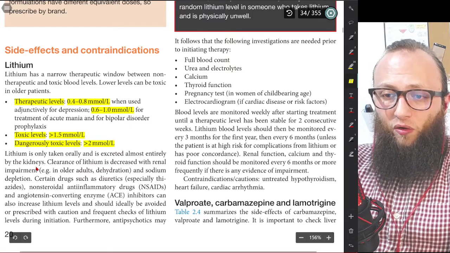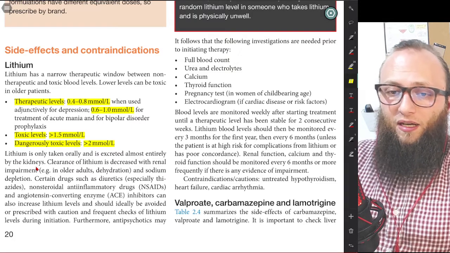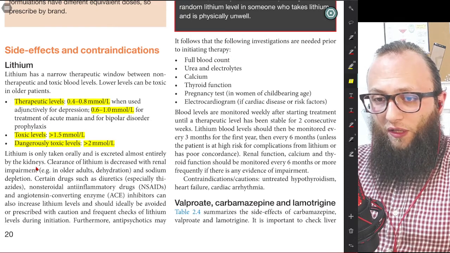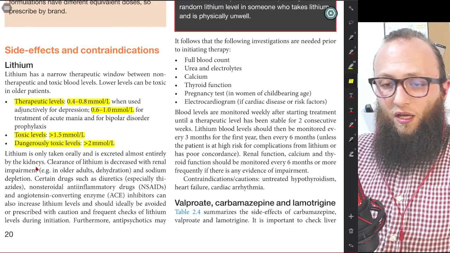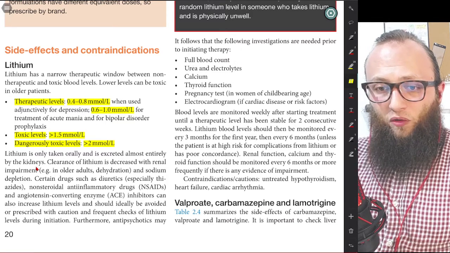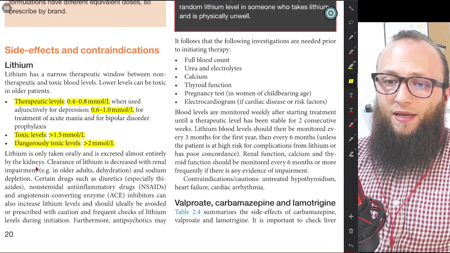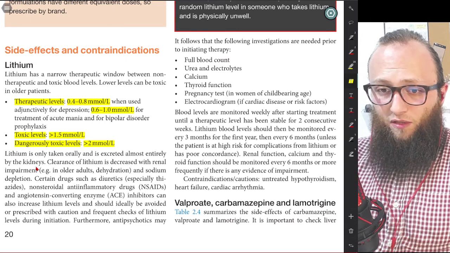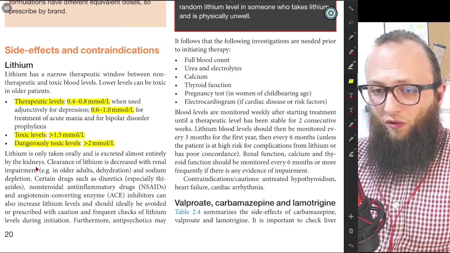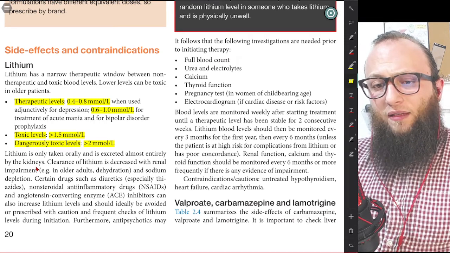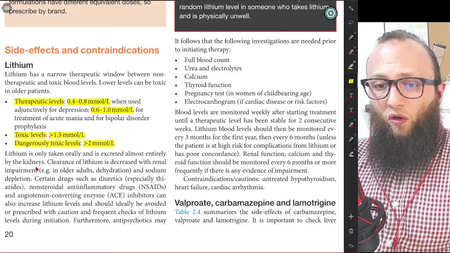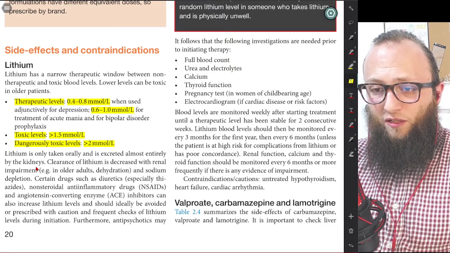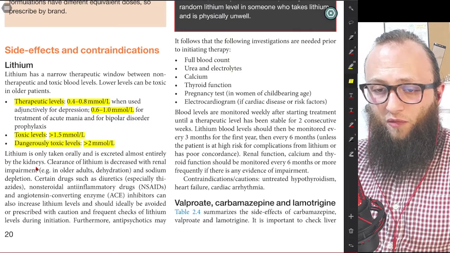Lithium is only taken orally and is excreted almost entirely by the kidneys. Clearance of lithium is decreased with renal impairment, in older adults, and in dehydration and sodium depletion, of course. Certain drugs, such as diuretics, especially thiazides, non-steroidal anti-inflammatory drugs, NSAIDs, and angiotensin-converting enzyme, ACE, inhibitors, can also increase lithium levels and should ideally be avoided or prescribed with caution and frequent checks of lithium levels during initiation.